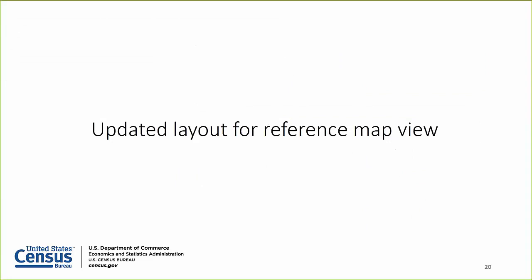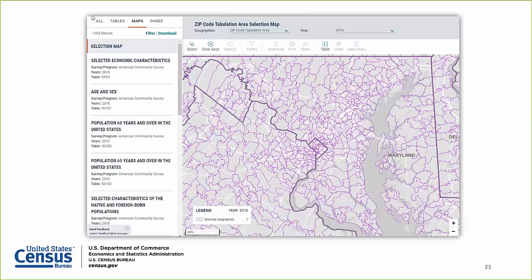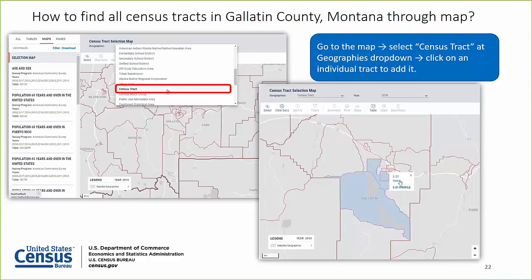All right, so the next one is an updated layout for reference map view. What this is showing is the zip code tabulation area and the selection map. One of our data providers needs this for their data users. Our SAIPE program, the Small Area Income and Poverty Estimates program, allows school districts to go in and verify their boundaries. This functionality allows this to happen, where they can drill down and find additional information.